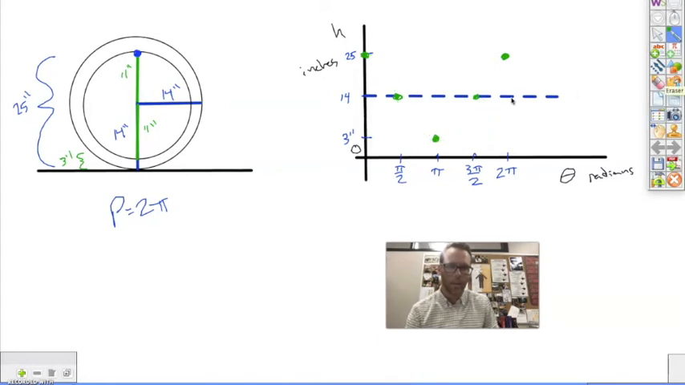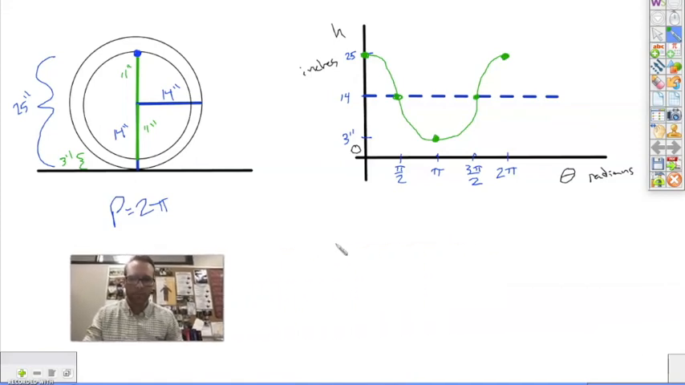Ooh, we're going to try that again. All right, it's not a great sketch, but that's roughly what it's going to look like. So now can we write that function? I'm going to call my function h of theta, the height given at time theta.